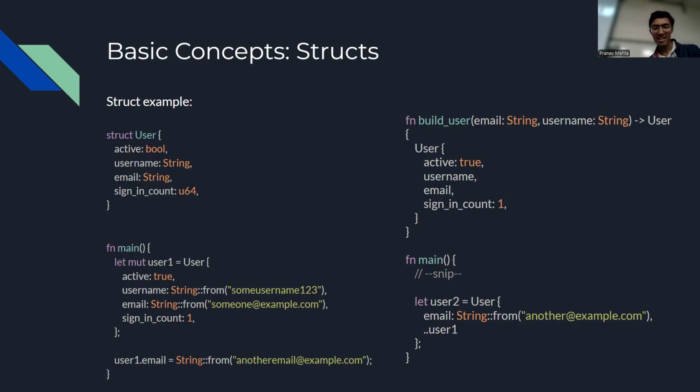Once you define your struct, then you can create instances of it, kind of the way you create class instances. You can see here in the main function, we're creating an instance of our user struct called user1, and we're giving it some values. We're setting active to true, setting the username to some username123, and setting the email. You can also do, at the bottom, where you just assign each field individually using a dot operator. So you could just do let user1 equals User, and then assign fields one by one.